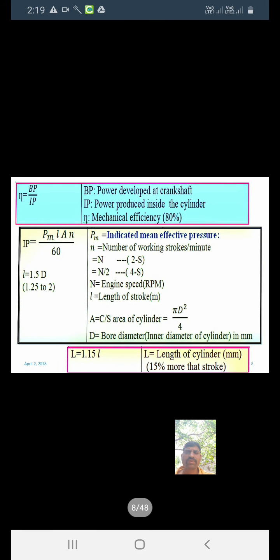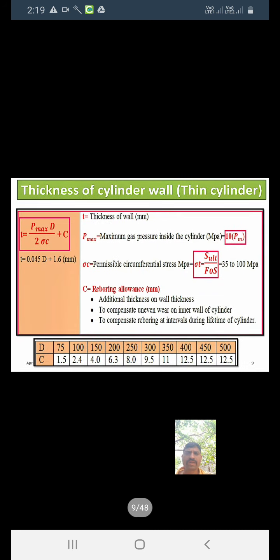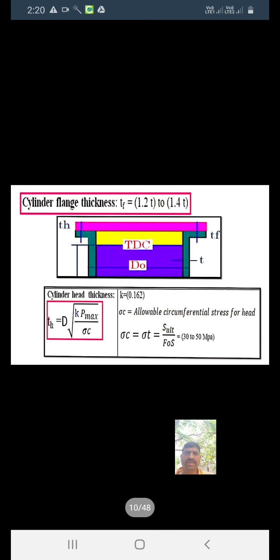We found the mechanical efficiency with the help of brake power and indicated power. Also we found the bore diameter, then the thickness of the cylindrical wall: t is equal to P max into D divided by 2 sigma c, plus C. C is the reboring allowance. We saw this in yesterday's lecture. Then the cylinder flange thickness, denoted by tf.